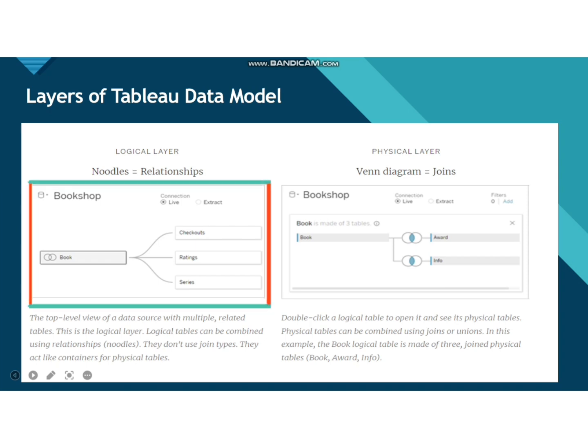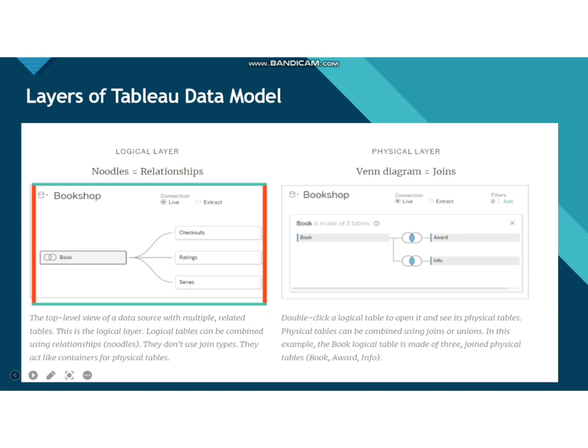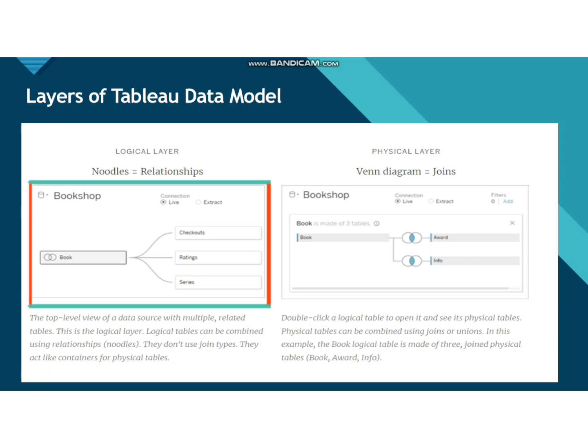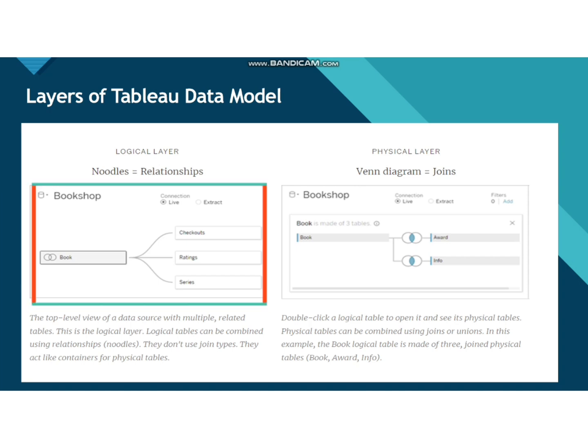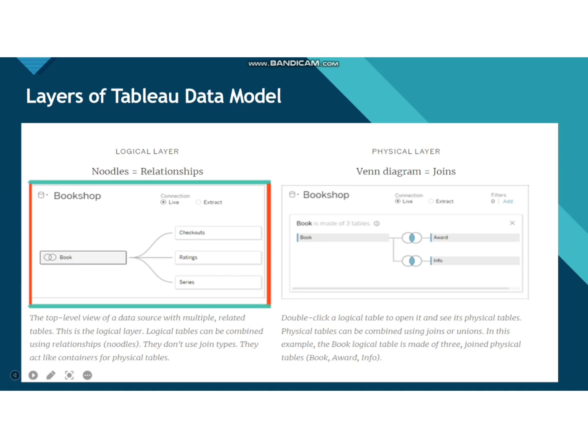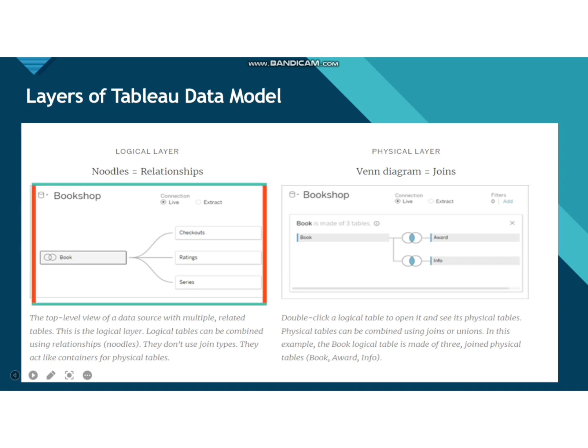Logical tables can be combined using relationships. They don't use join types, because we don't define anything like left join or right join in the logical layer. They act like containers for physical tables. As I said, this is a container for all three physical tables represented over here.